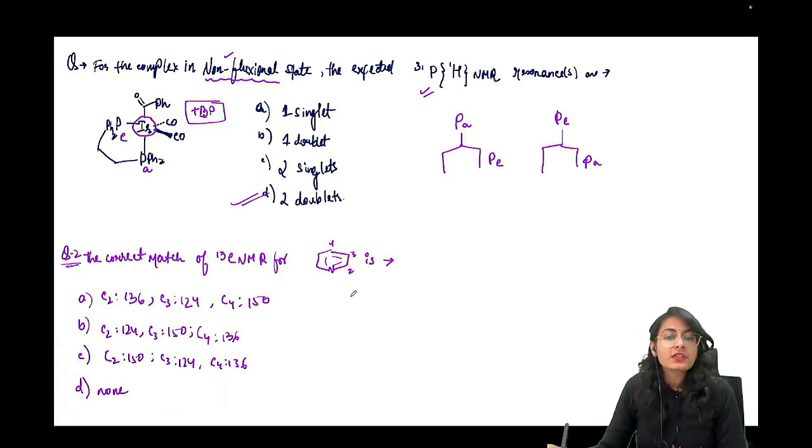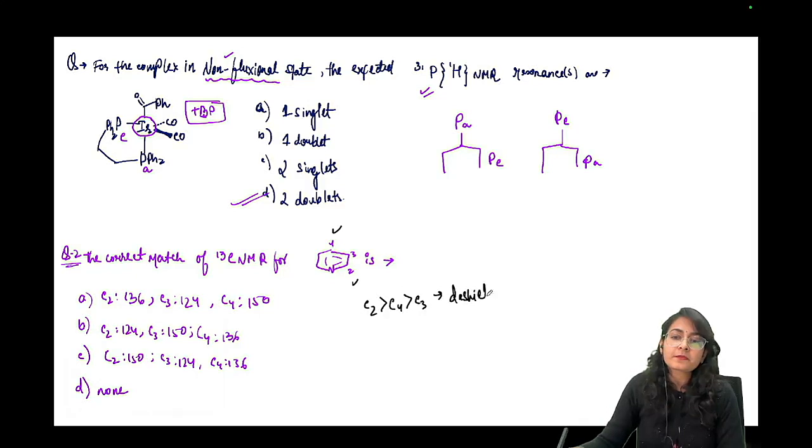So as I mentioned, guys, the ortho and the para positions are more de-shielded as compared to the meta one. So C2 is going to be more de-shielded as compared to C4, which is more de-shielded as compared to C3. This is the order of de-shielding in pyridine. So C2's value will be the highest, 150, which is greater than 136 for C4, which is greater than 124 for C3. So definitely this is the correct answer.